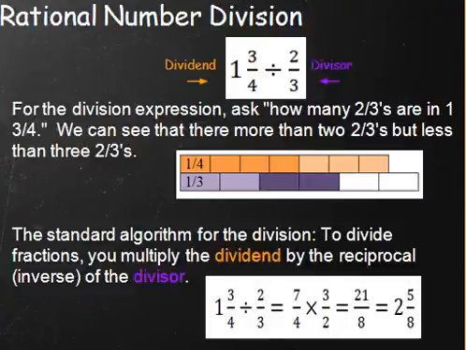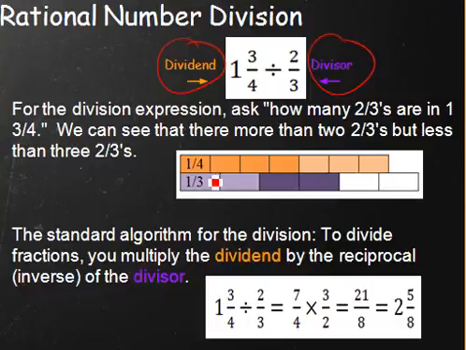In order to divide fractions, we are taking a dividend and a divisor, and we're asking ourselves, how many times can 2/3 fit into 1 3/4? If I have 1 3/4, I can see I can fit a little over 2/3 into 1 3/4. Our standard algorithm says we take our dividend and multiply it by the reciprocal, or the inverse, of our divisor. Therefore, 1 3/4 divided by 2/3.